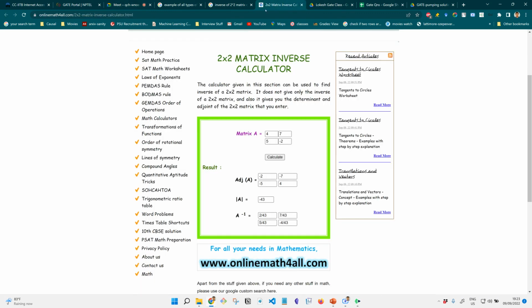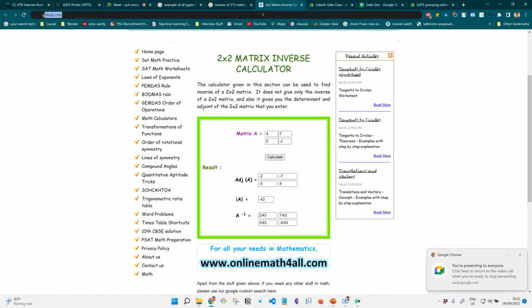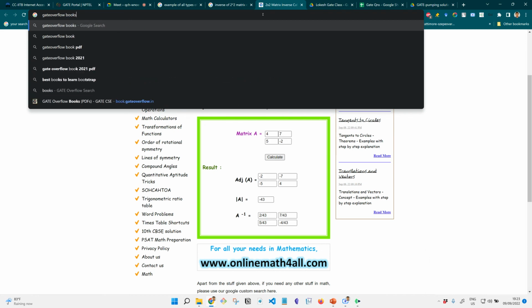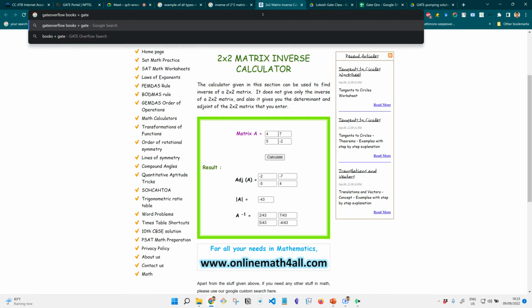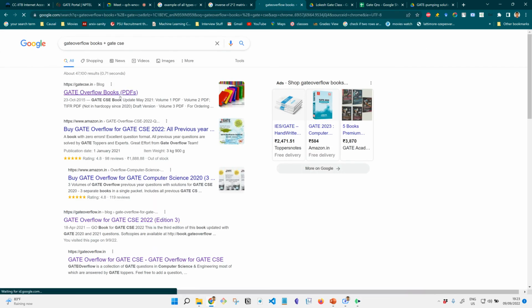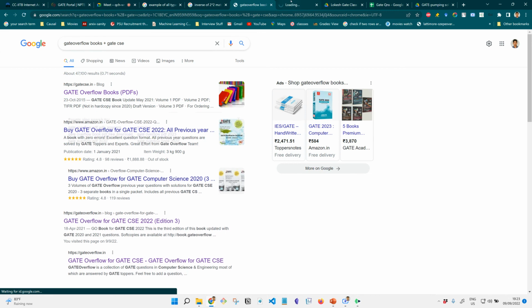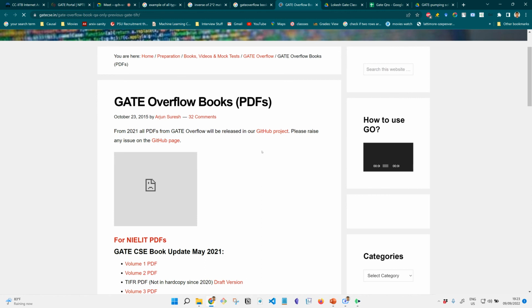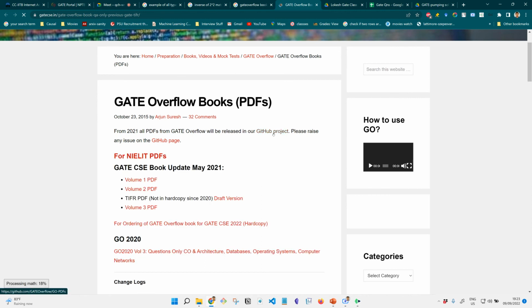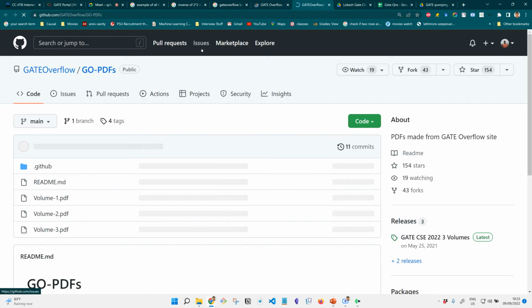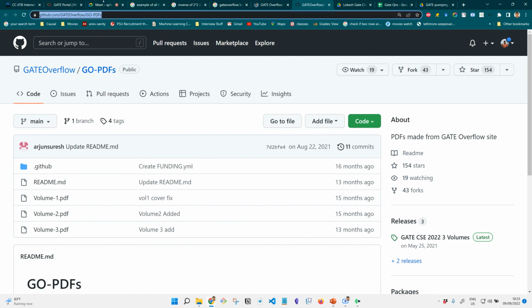Actually, today I was finding books for previous year GATE questions. I found this amazing textbook. Sorry, I'm again saying textbook. It is not a textbook. It is previous year solved questions. I always say from the beginning of the class that for GATE, the mantra is solving previous year questions. They have released 3 volumes of previous year questions in this GitHub repository, and they are freely accessible. Let me ping you this link.